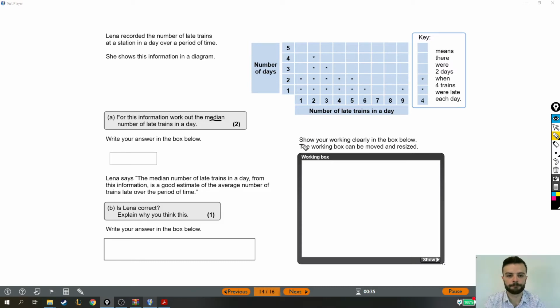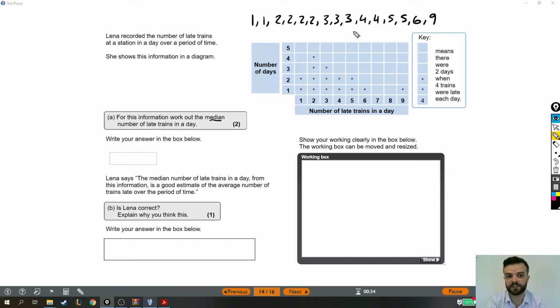So if I wanted to write out the number of late trains, I could put 2 ones down because there are 2 days where there was 1 late train. There were 4 days where there were 2 late trains, so that's 4 twos. There were 3 days where there were 3 late trains. There were 2 days where there were 4, 2 days where there were 5, 1 day where there were 6. No days where 7, no days where 8. But there was 1 day when there were 9 late trains, so I wrote the number 9 once. So this is the number of late trains every day.